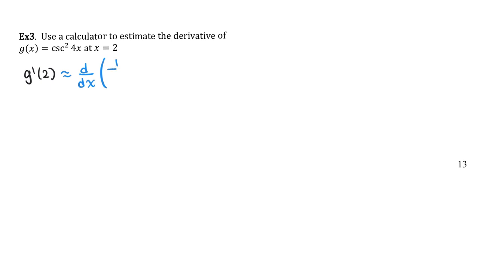If you're on the TI, you're going to take the derivative, and since there's no cosecant button, I need to rewrite this as 1 over, I want to do sine squared, but my calculator is not going to do sine squared, so I need to do the sine of 4x, and then I need to square that quantity, and then I want to evaluate it at x equals 2.